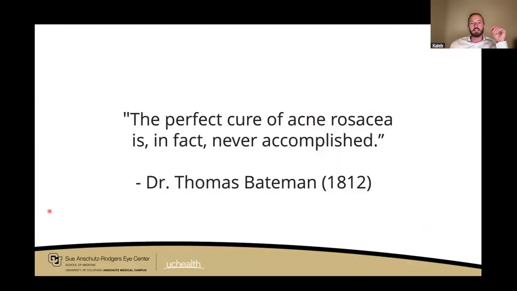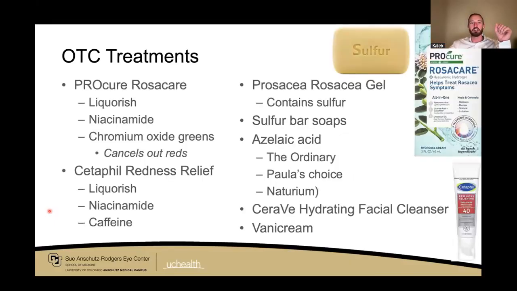So Thomas Bateman in 1812 said the perfect cure of acne rosacea is in fact never accomplished. Kind of like dry eye, we know that there's not really a cure for it. When it comes to facial rosacea, we are simply trying to manage it. This is a problem that the patient has that's an anatomical problem, and it's an autoimmune problem. They have all these extra blood vessels, and things are going to trigger those blood vessels. So all we can really do is try to slow it down, try to control what's going on and all of the other manifestations of it, but we can't really cure it.